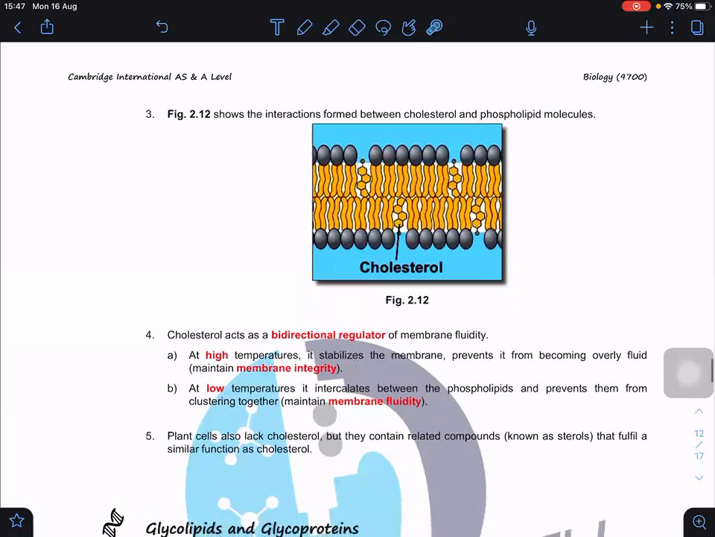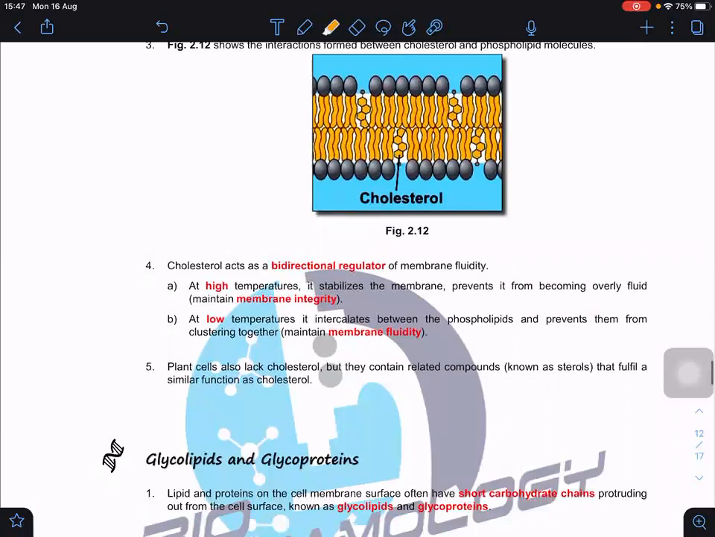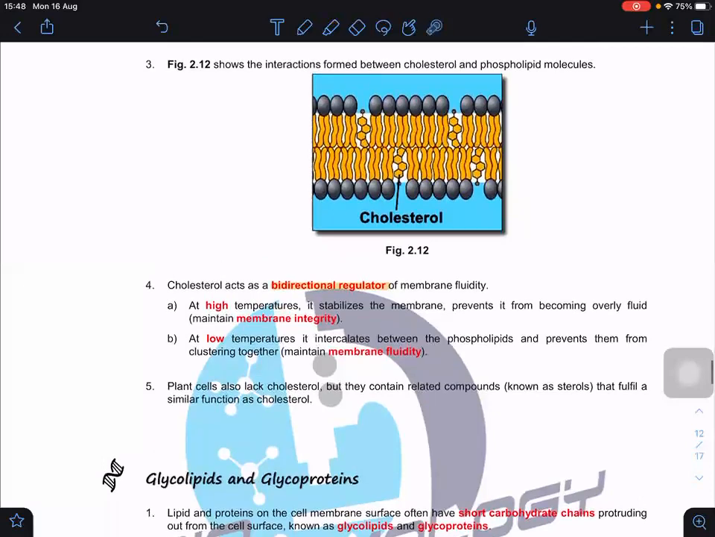So cholesterol, this is very, very important. They are bidirectional regulators. Students are always confused by this bidirectional regulator. Bidirectional basically means that at different temperatures, in this context, they have different roles. Now imagine, at high temperature, the membrane will be too fluid. Correct or not? High temperature.